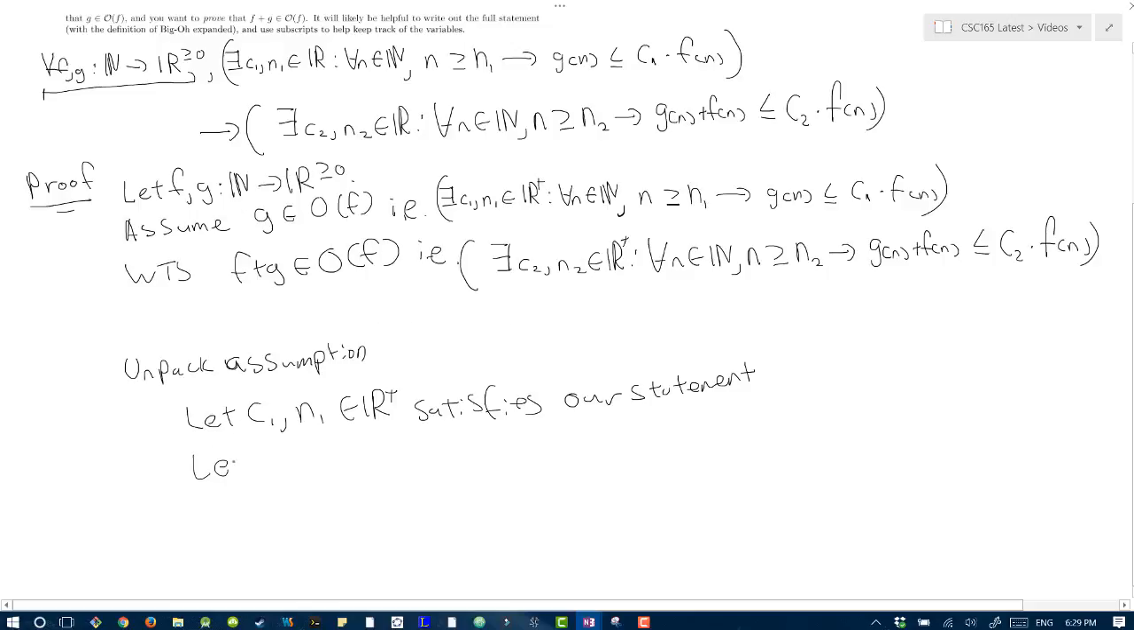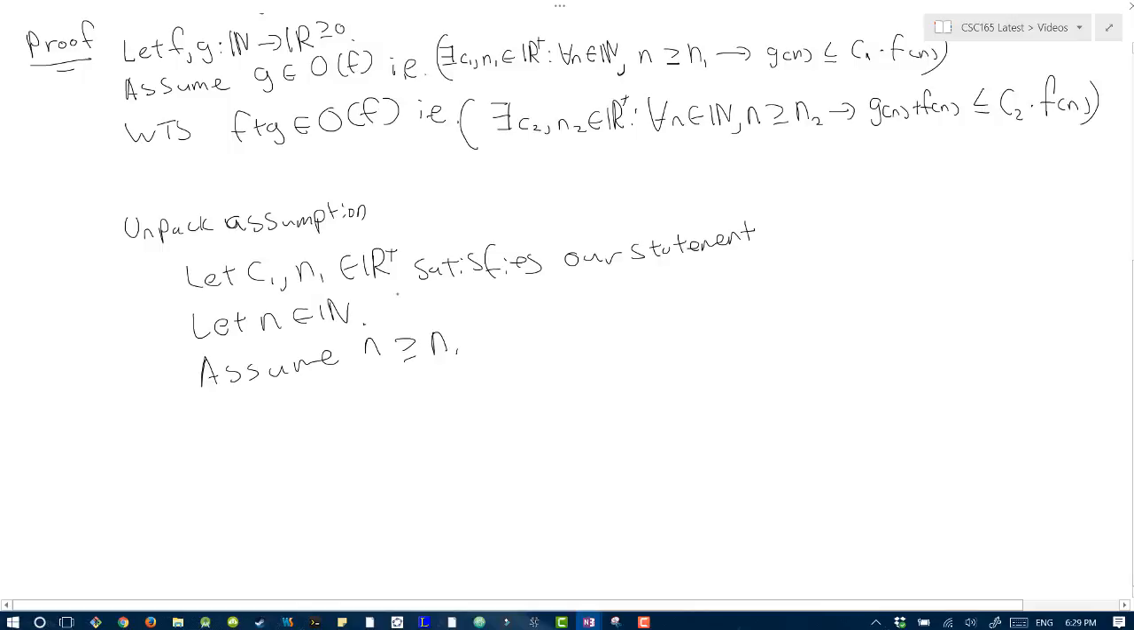Let n be a natural number. Then we assume n is larger than or equal to n1. And then we know that g of n is smaller than or equal to c1 times f of n. So now we have access to this. Okay, so we want to show this.